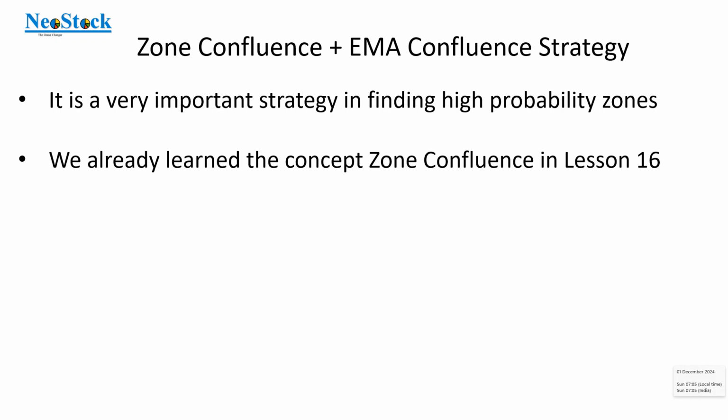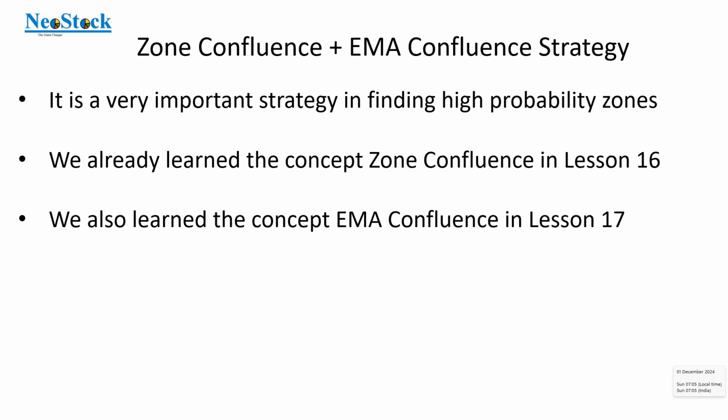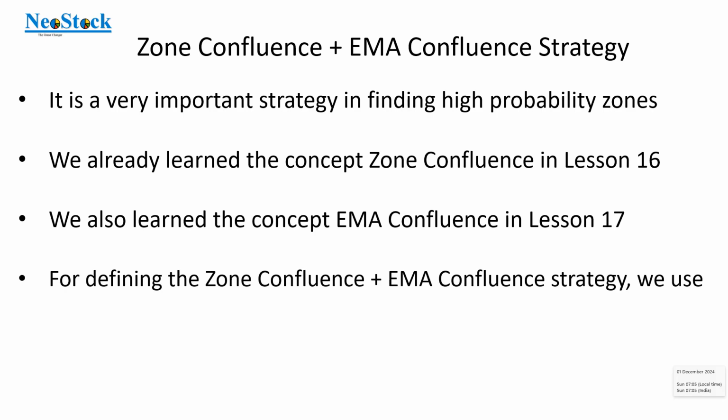We already learned the concept zone confluence in lesson 16. We also learned the concept EMA confluence in lesson 17. So we are combining both the concepts. For defining the zone confluence plus EMA confluence strategy, we are using two sub-strategies.